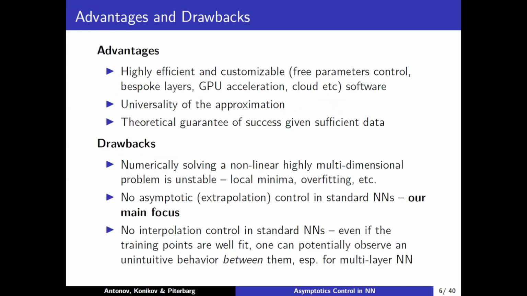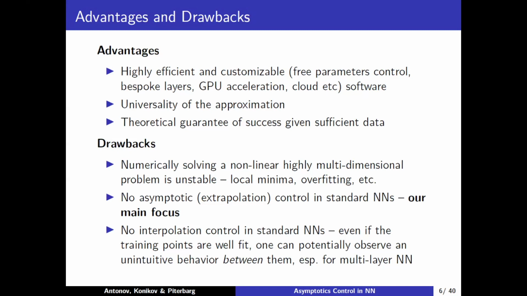A slide about advantages and drawbacks. The advantages are the existence of highly efficient and customizable software. There are a whole set of examples, for example Keras in Python. It is free. It has very large parameter control: you can choose whatever W and B you're looking for, different dimensions, different numbers of nodes, and so on. It has bespoke layers, GPU acceleration, cloud, whatever you want. So someone after university can easily implement it and use it directly without any tuning, any thinking actually after all.